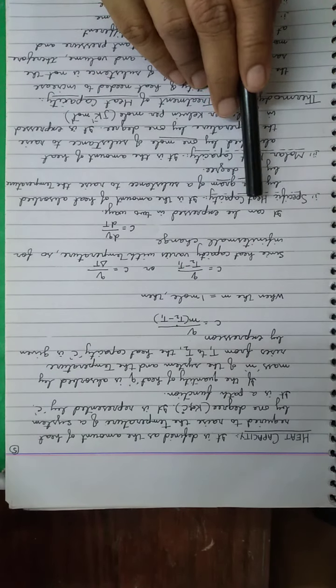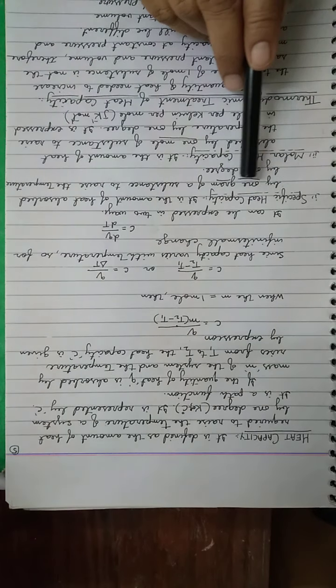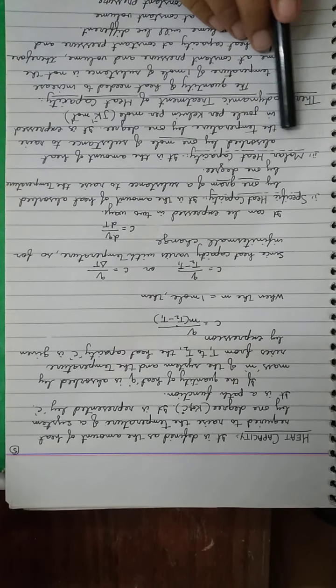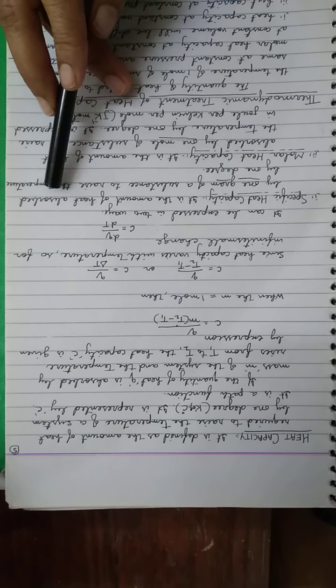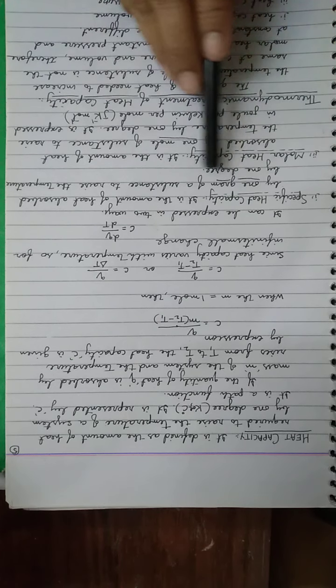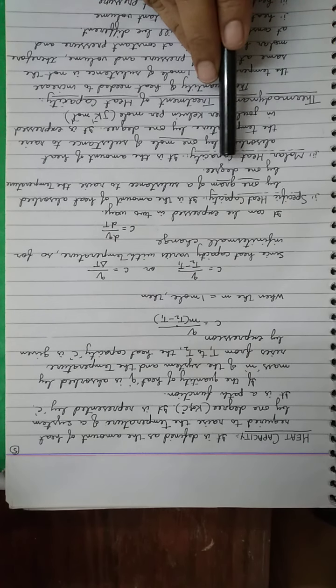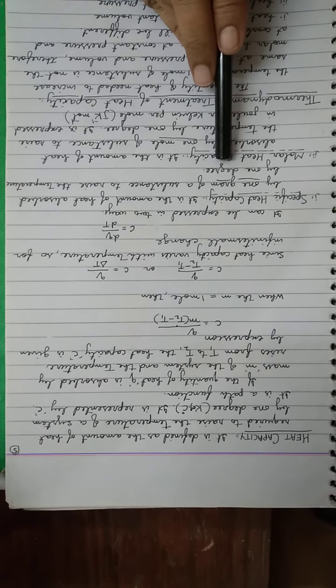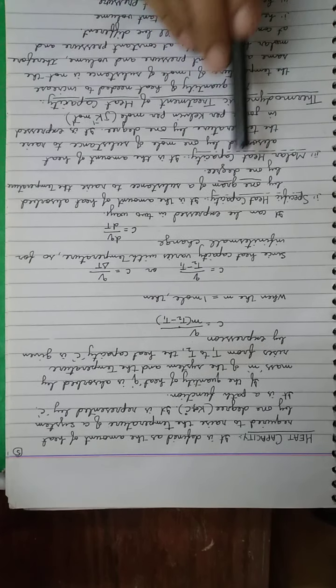This heat capacity can be expressed in two ways. First is the specific heat capacity. Second one is the molar heat capacity. The amount of heat absorbed by 1 gram of substance to raise the temperature by 1 degree. 1 degree means you can say that temperature can be measured in Kelvin or Celsius scale.